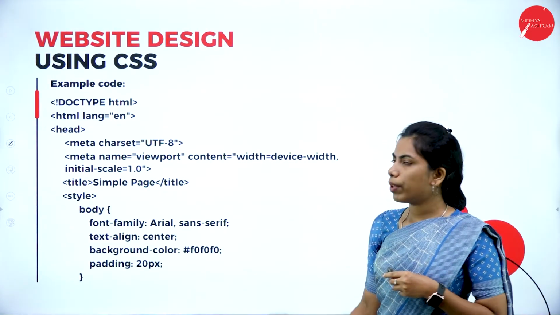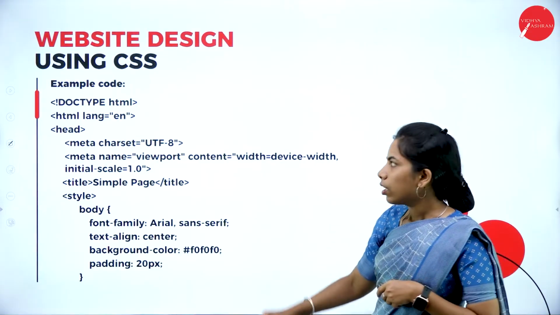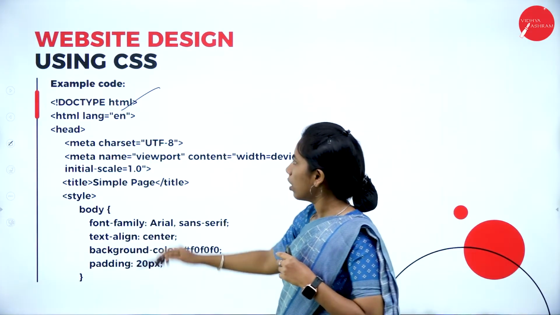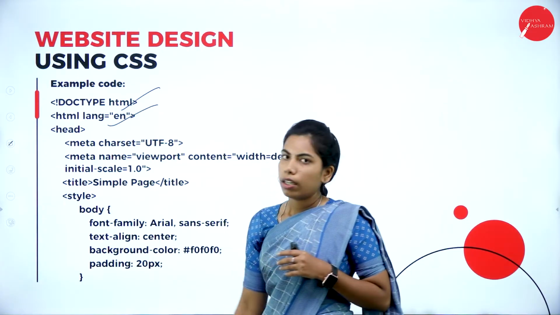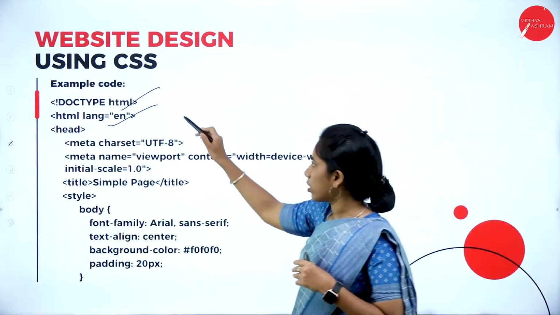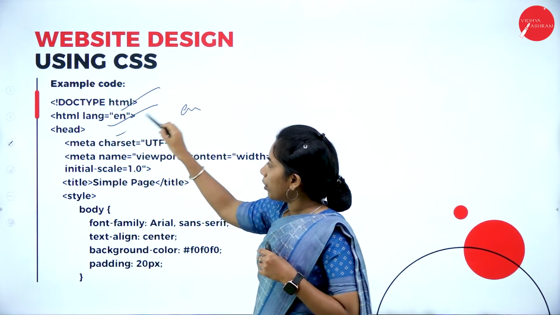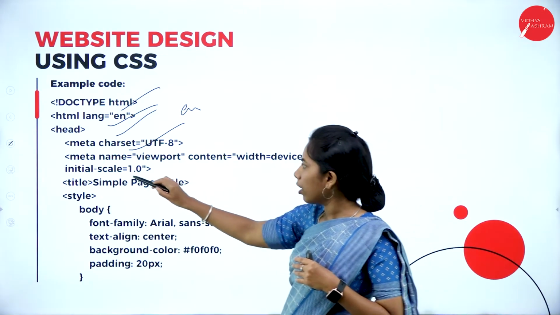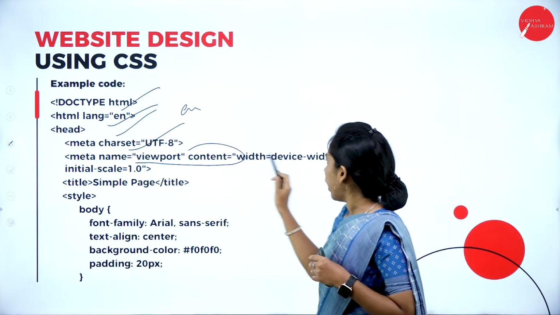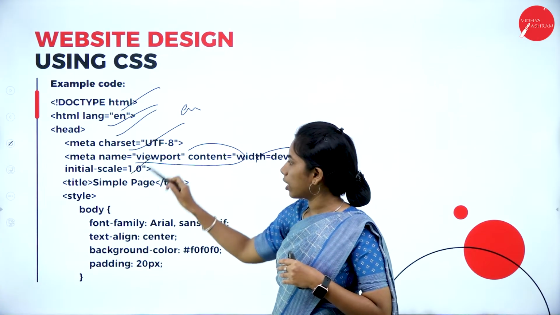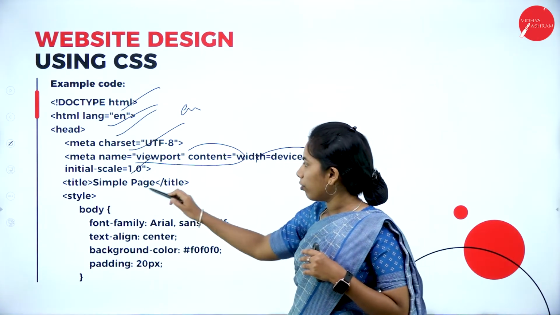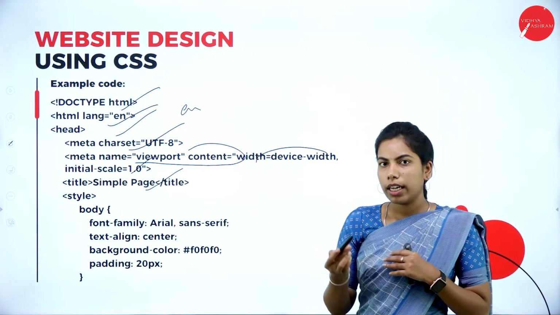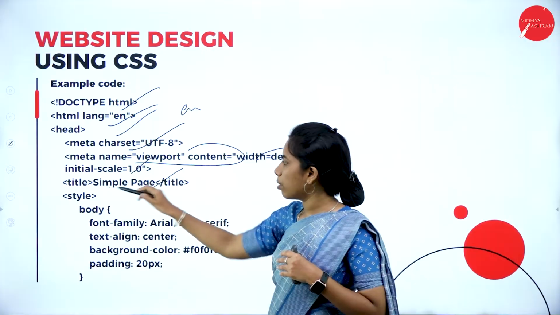So here you can see one simple code for website designing. First we have to declare which type of document this is. That is the document type, and then the language is English, the extension is EN, and put a heading. First select a character set, which is UTF-8, and viewport content with device width, and also initial scale 1.0, and the title of your simple page. You can create a login form or any form. Here I create a simple page.